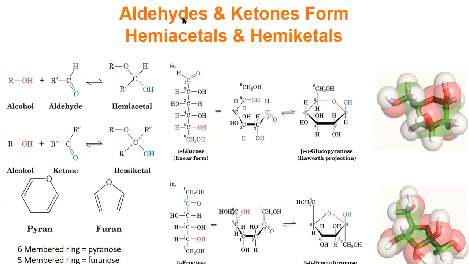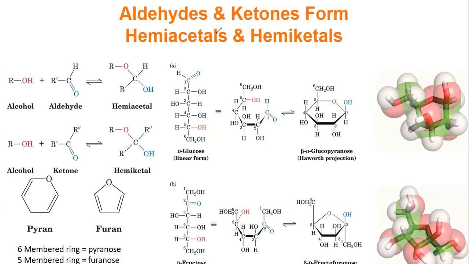So the linear form of sugars is really not the form we're interested in all that much in biochemistry. It exists. The linear form of sugars do exist, but we do care more about the cyclic form. What's an epimer again? Epimers are sugars that only differ at 1 chiral carbon. That's the definition. So we care about cyclic sugars.